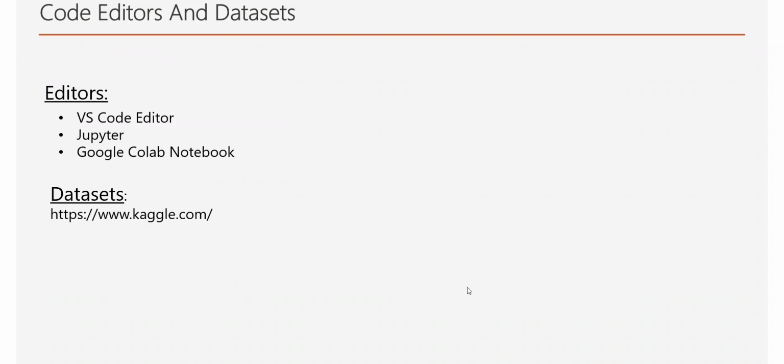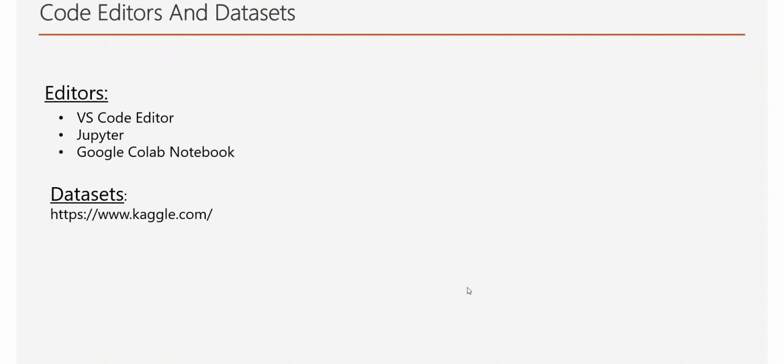Okay. Now we are going to talk about code editors and data sets. There are different editors which we can use. We can use the VS Code editor, but it is really not the ideal one for data analysis. Then you have Jupyter, which you can install on your system by installing Anaconda. But the best one in today's time is the Google Colab notebook, which you can directly use online. You don't have to install it, and this is the notebook which most data scientists use today for doing data analysis.